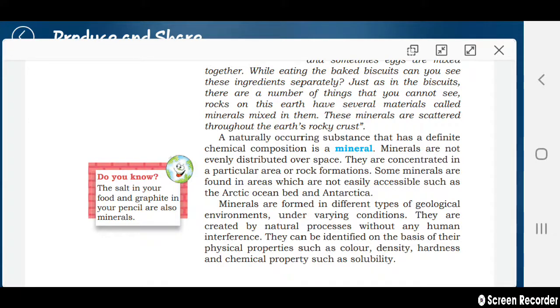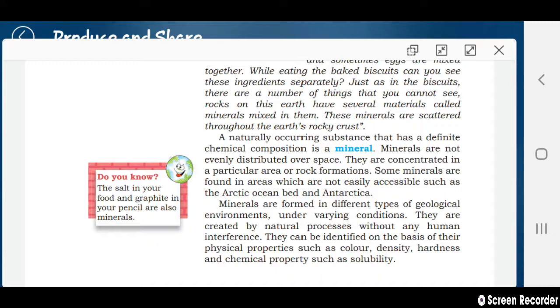Similarly, the rocks on this earth have several materials. They are called minerals, which are mixed in them, and these minerals are scattered throughout the earth's rocky crust.